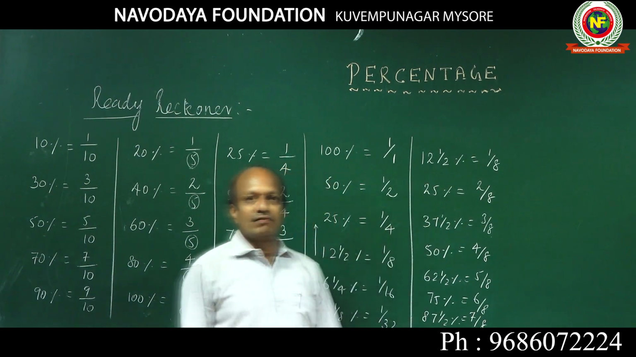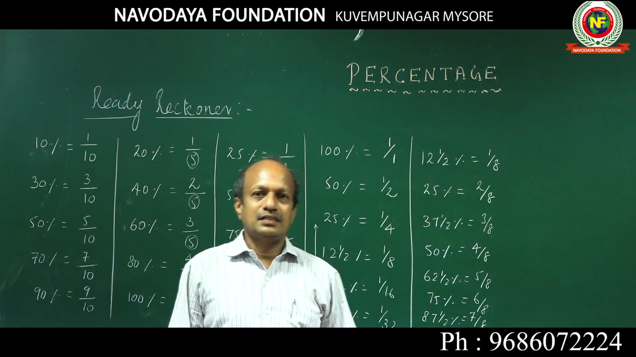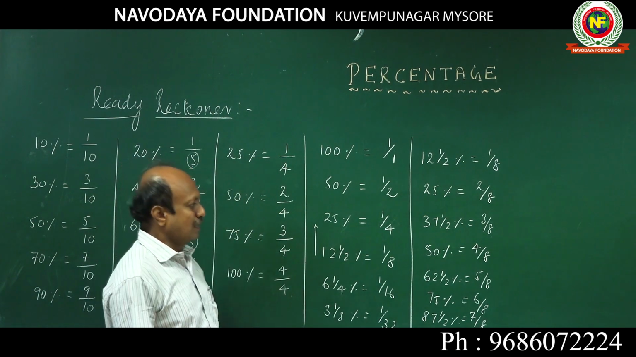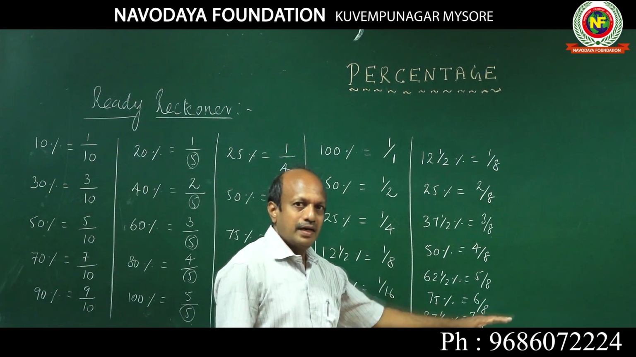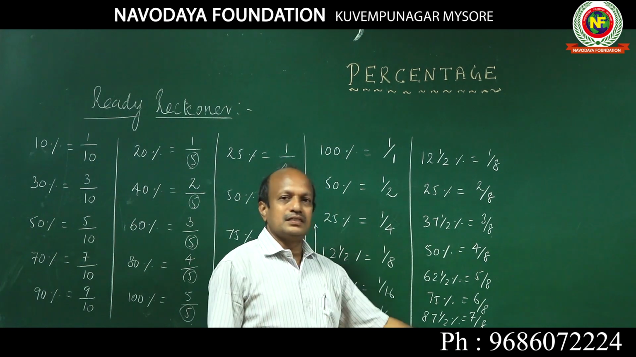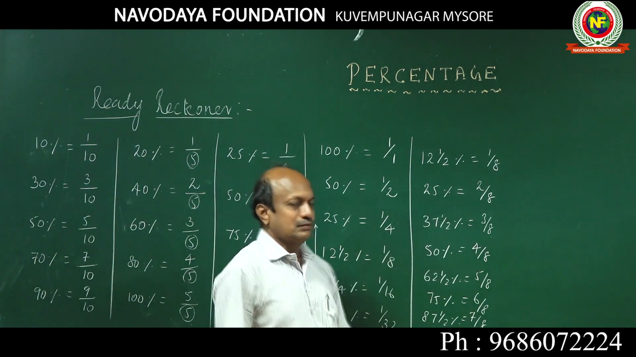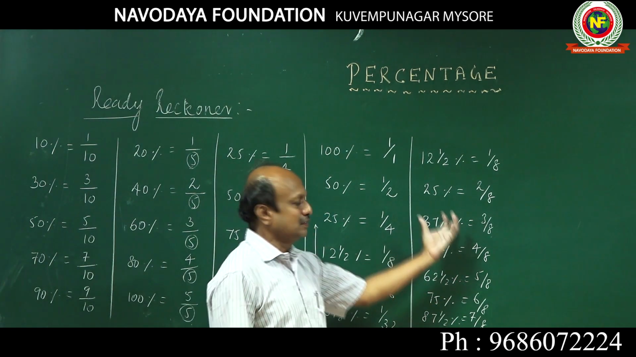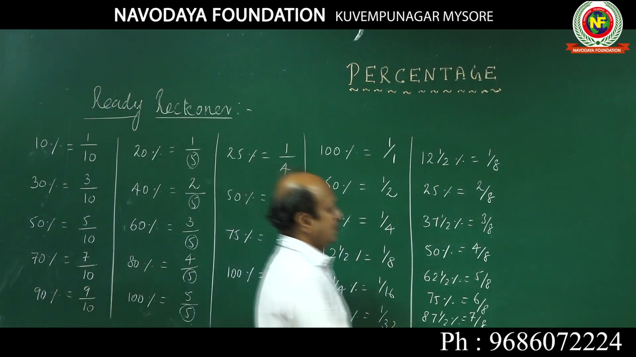12.5 percentage is equal to 1 by 8. 37.5 percentage is nothing but 3 by 8. 62.5 percentage is nothing but 5 by 8. And 87.5 percentage is 7 by 8. I will show you while solving the problem how these ideas can be incorporated.